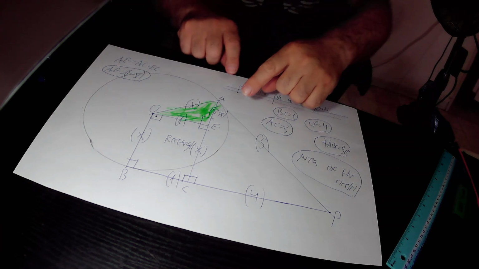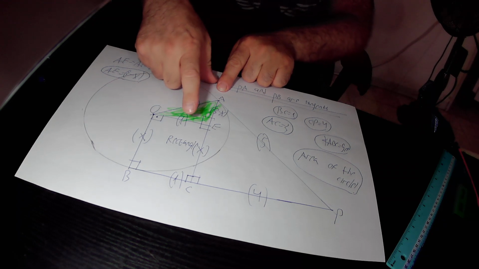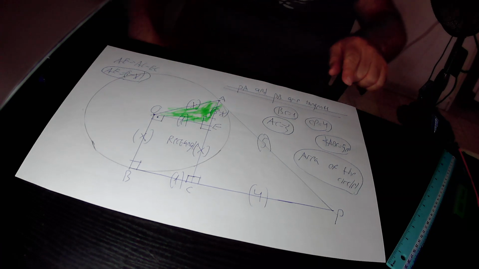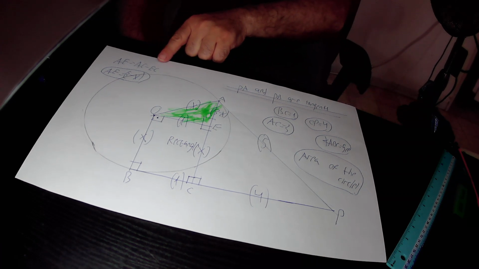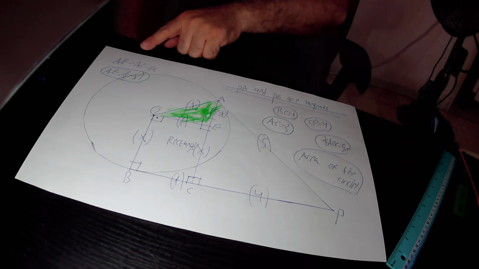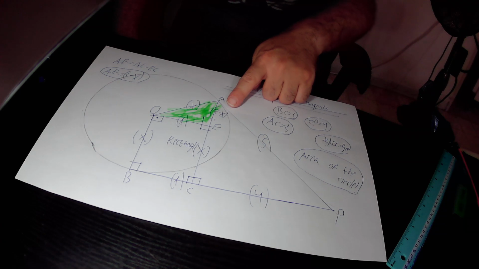What is the length of the missing line segment AE? From the drawing it is very easy to see that AE equals AC minus EC. So AE equals AC, AC is 3, minus EC, EC is x. So in total, AE equals 3 minus x units in its length.